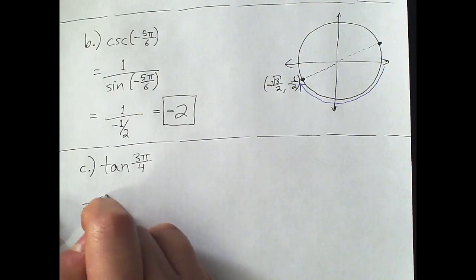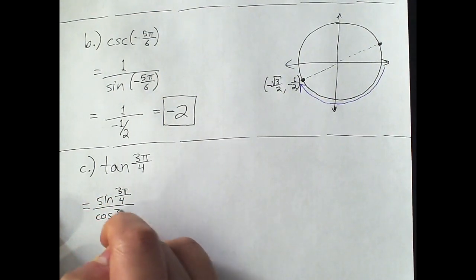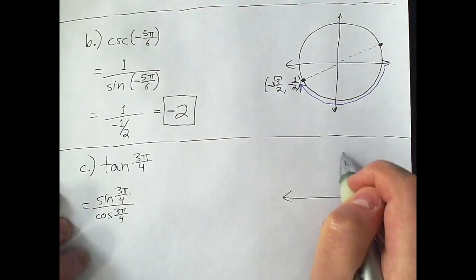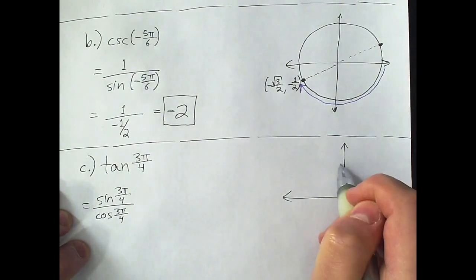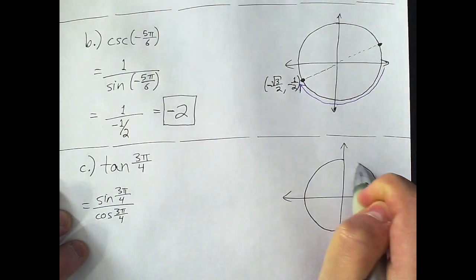I'm thinking of this as sine of 3 pi over 4 over cosine of 3 pi over 4. Does that help us? Well, maybe. It takes one problem and breaks it up into two smaller problems, maybe. Let's draw a unit circle. Let's figure out where we are on the unit circle if we have t equals 3 pi over 4.